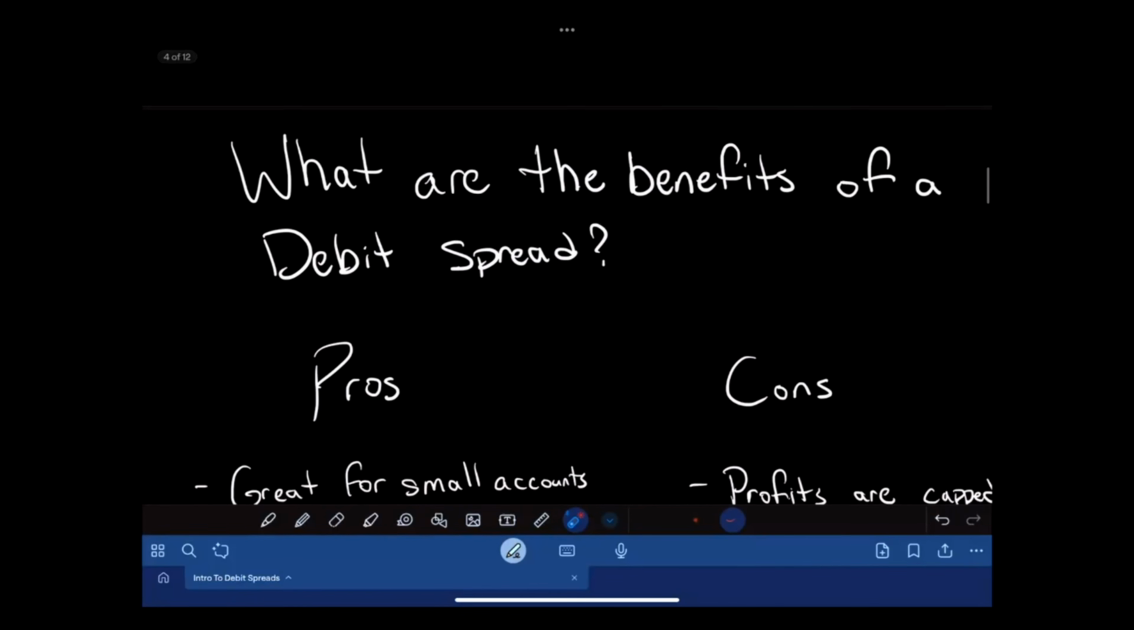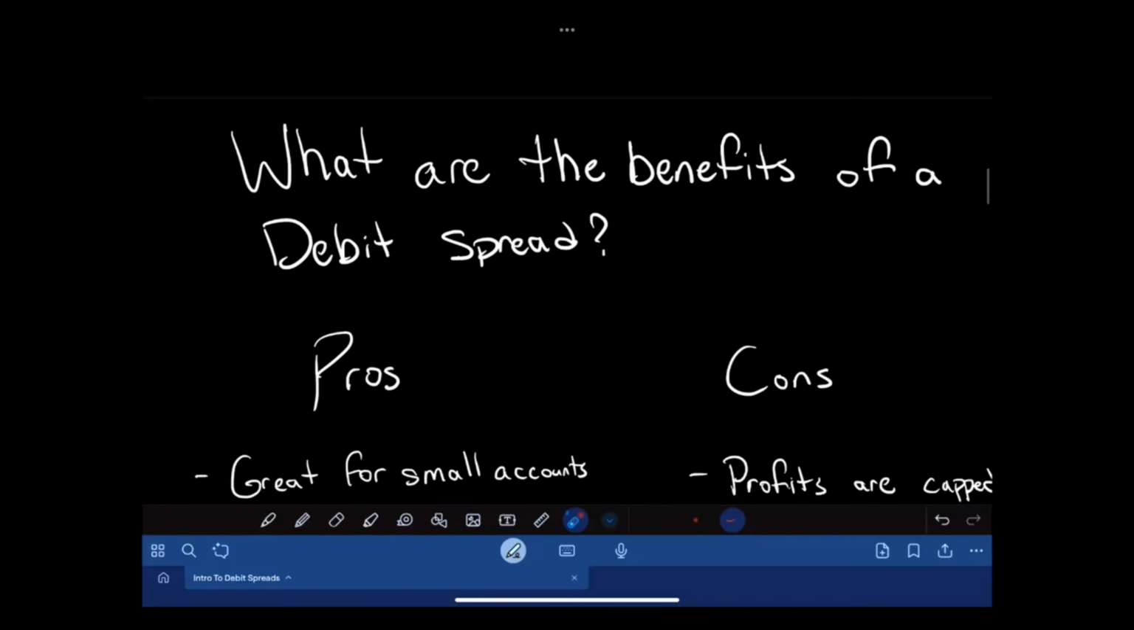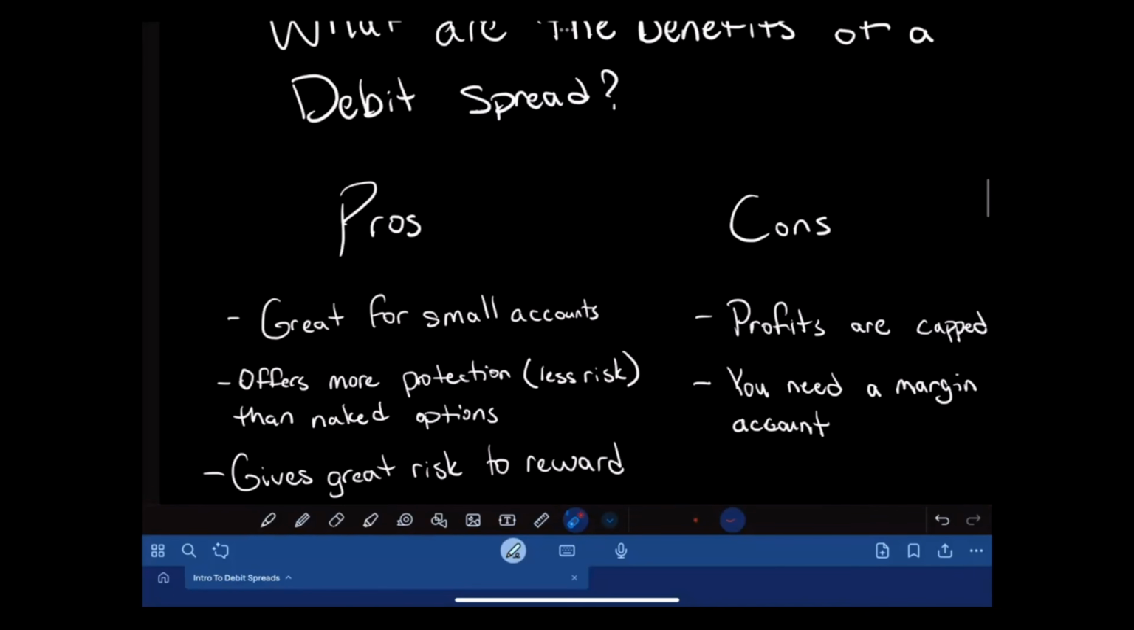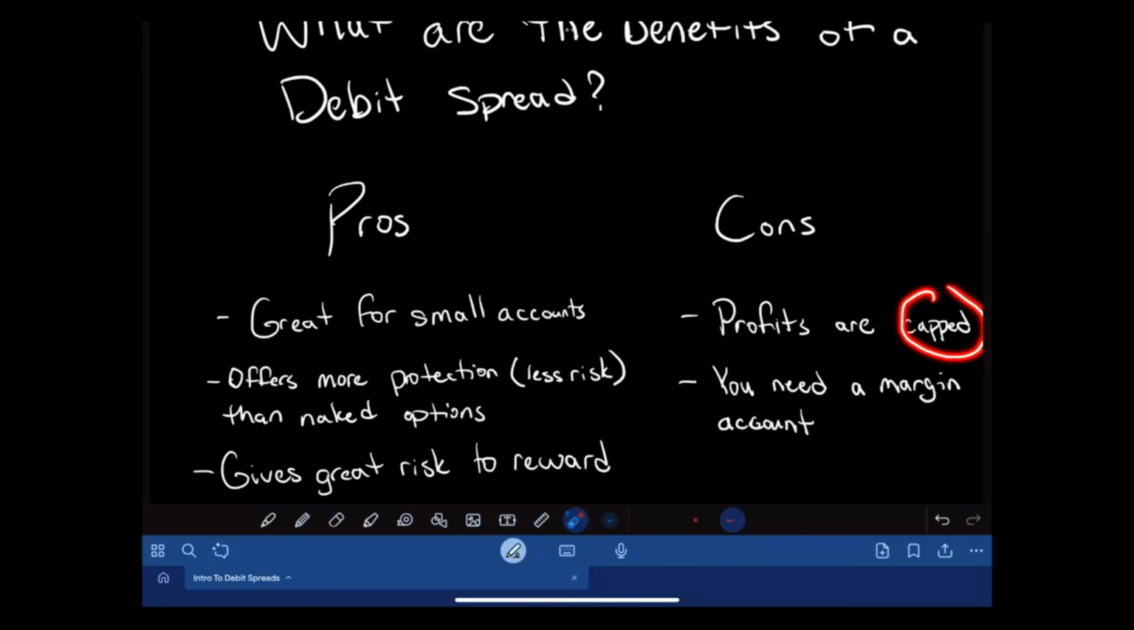So what are the benefits of a debit spread? Why am I talking to you about it? Well, first, let's focus on the cons. I've already said a few times, the profits are capped. So that's one con you can have, right?